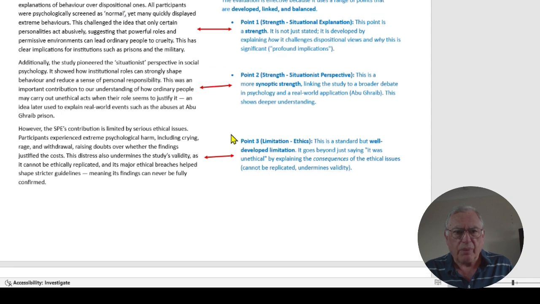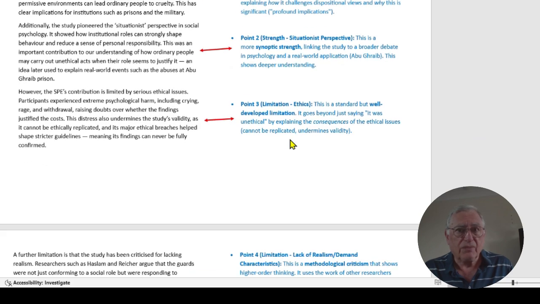And then the next paragraph speaks about a limitation or a weakness, and that's the ethics. It doesn't just say it was unethical, but it explains why and explains the consequences of the ethical issues, which are that the study can't be replicated because it's unethical, and that undermines its validity.